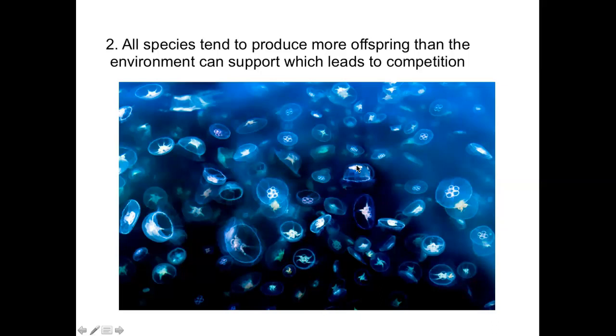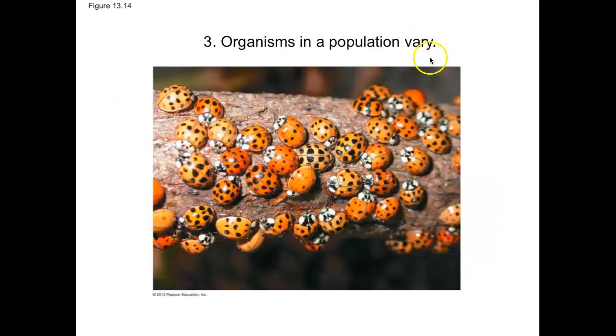Number two, all species tend to produce more offspring than the environment can support, which leads to competition. You have to imagine that out there in the world, organisms are competing with each other all the time, whether it's animals or plants. Plants will oftentimes block each other's growth with their roots. Sometimes they'll be very aggressive in choking off another plant. So whatever it is, there's always going to be some kind of competition for the resources on the planet.